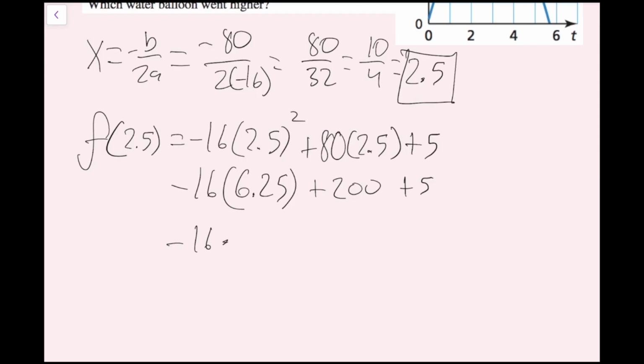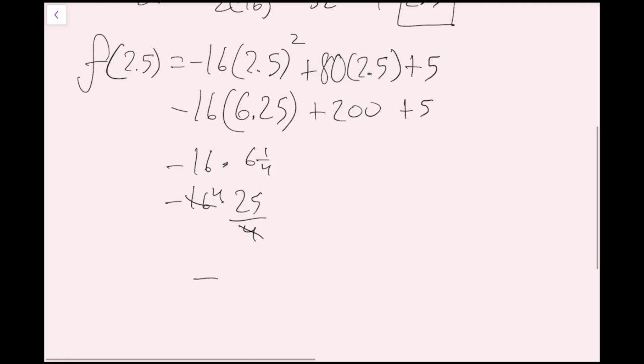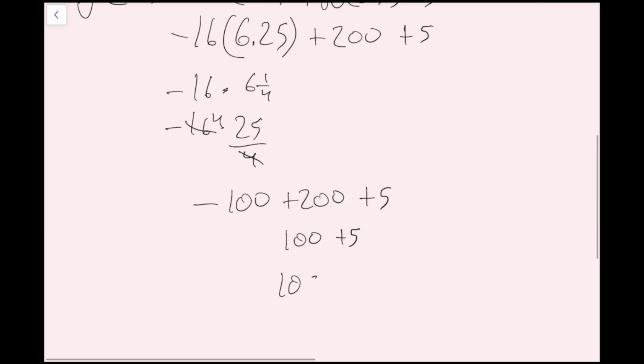Okay, anyway, if I do this multiplication out, this is the same as negative 16 times 6 1/4, which is the same as negative 16 times 25 over 4. You could use decimals if you wanted to, but actually fractions are looking easier in this case. So anyway, now I'm going to cancel this 4 with the 16. So this is going to become a 4. So it's going to be negative 100. And I'll bring down the 200. And then I bring down the plus 5. Okay, so I'm going to get 100 plus 5, and that's going to be 105.